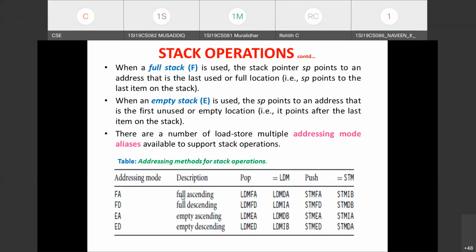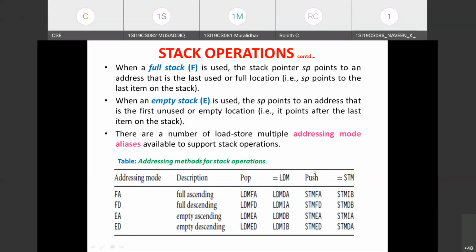Now we shall try to analyze these instructions with respect to stack. In the second column, what you are seeing is full ascending. FA stands for full ascending, FD stands for full descending, EA stands for empty ascending, and ED stands for empty descending. These are the four addressing modes supported. And just see the fifth column here. Fifth column indicates push operation.